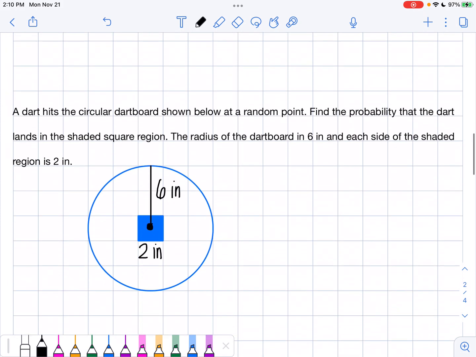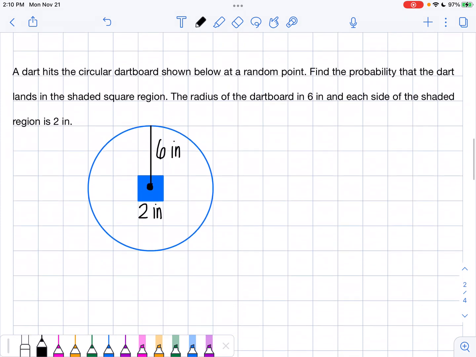So I got a couple examples for you. So here we're playing darts. A dart hits the circular dartboard shown below at a random point. Find the probability that the dart lands in the shaded square region. The radius of the dartboard is 6 inches and each side of the shaded region is 2 inches.